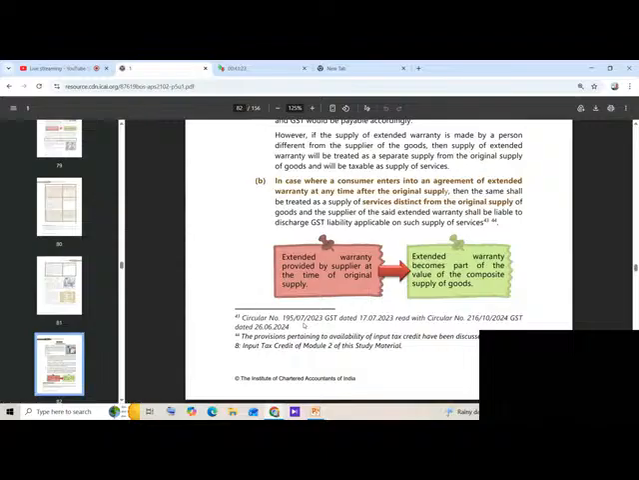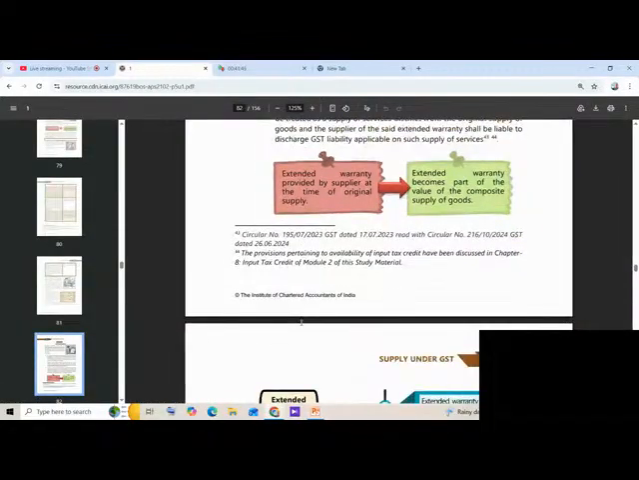In case where a consumer enters into an agreement of extended warranty at any time after the original supply, then the same shall be treated as a supply of services distinct from the original supply of the goods, and the supplier of the said extended warranty shall be liable to discharge the GST liability applicable on supply of services.